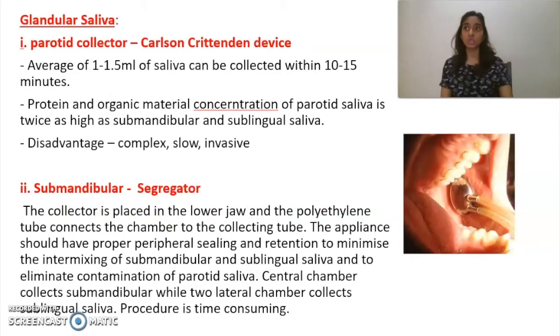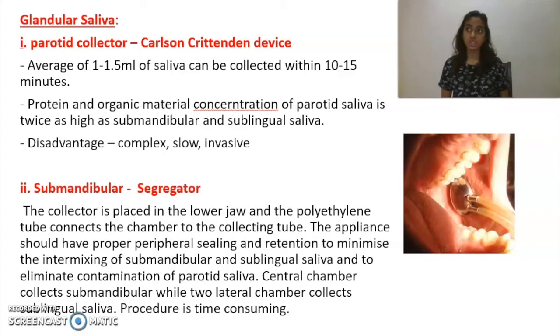Now, if you want to collect saliva from more specific glands, there are a few devices. The first one is called the Carlson Crittenden device. We use it to collect saliva specifically from the parotid gland. An average of 1 to 1.5 milliliters of saliva can be collected within the first 10 to 15 minutes. But the disadvantage of the Carlson Crittenden device is that it is complex, slow, and invasive.